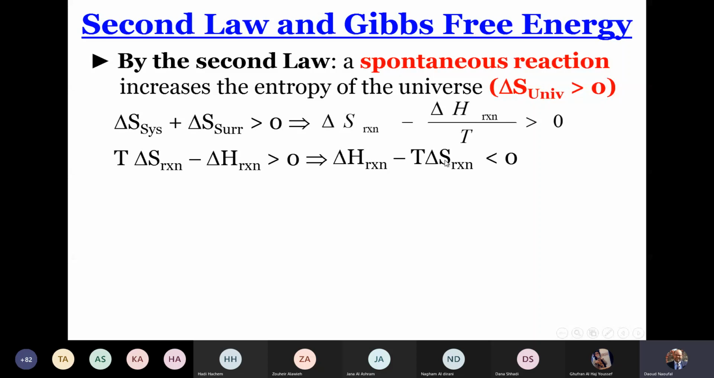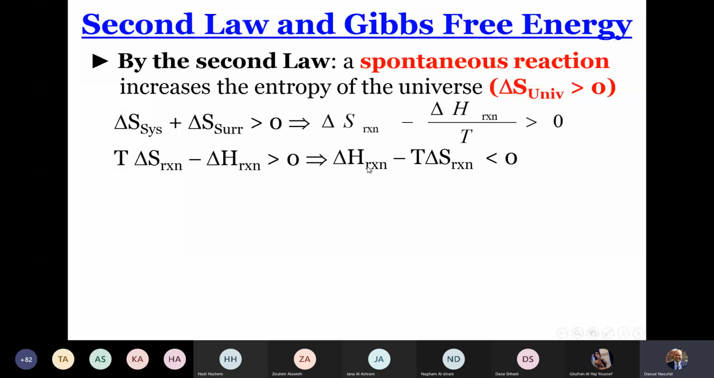So what is the importance of this relation? When we talk about delta S of the universe, we are interested in what is happening in the system and in the surrounding. So to study the spontaneity of the reaction according to delta S of the universe, we have to study what happens in the system and what happens in the surrounding. But by this relation, we have only the system, which is the reaction.